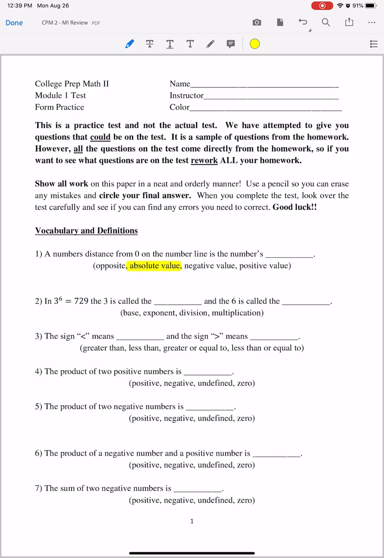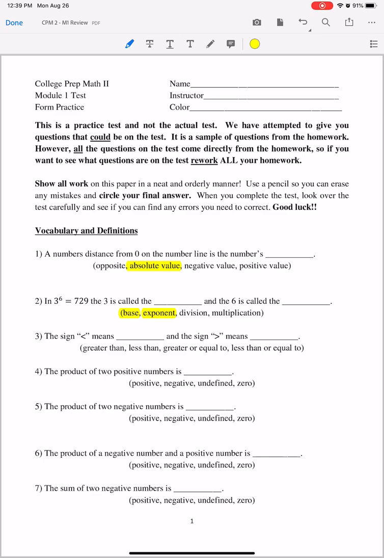And 3 to the 6th power equals 729. The 3 is called your base. Okay, base is the first one. And 6 is called the exponent. So that's your first and second answer, base then exponent.